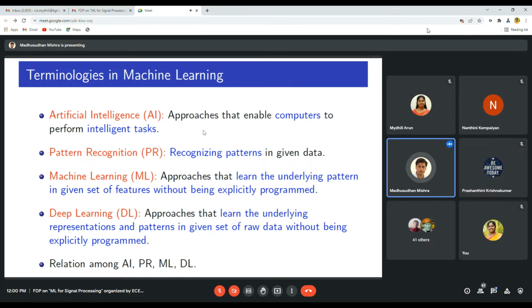And now let's move towards machine learning. Let us see what terminologies we often find in machine learning. One is artificial intelligence, or AI. Basically, it refers to approaches and techniques that enable computers to perform intelligent tasks. Intelligent tasks means some smart things should be there; that is called artificial intelligence. Then sometimes we also come across pattern recognition, PR. Pattern recognition refers to recognizing patterns in the given data.